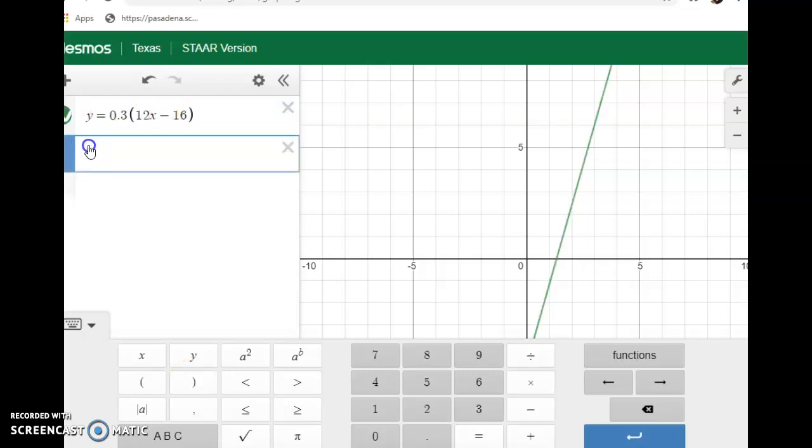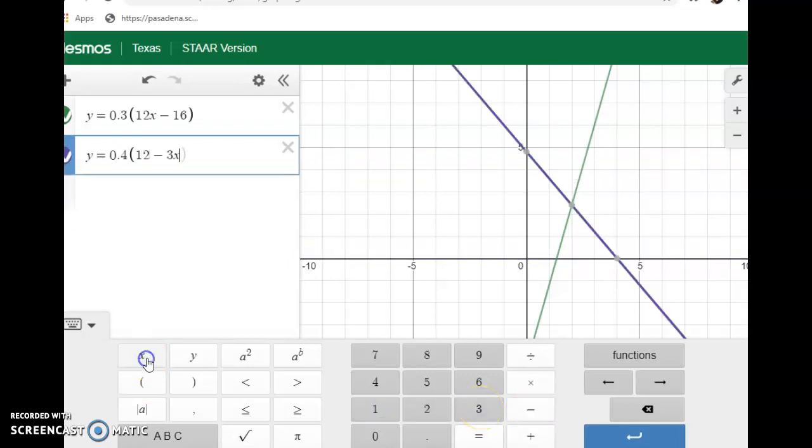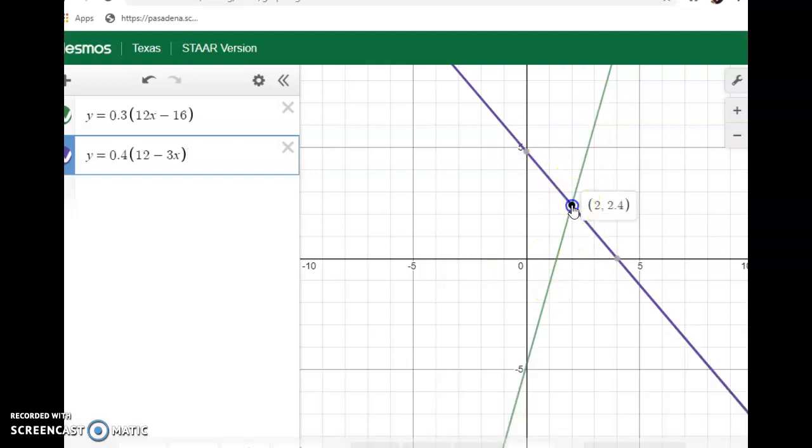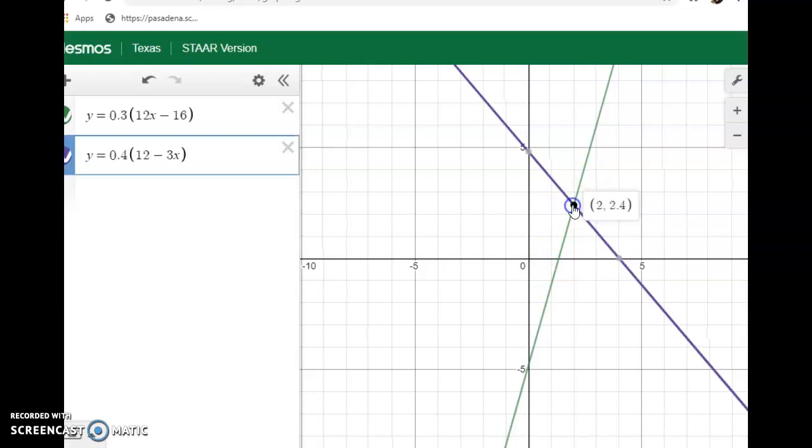Then you type on the other line, and you're going to type again y equals 0.4 parentheses 12 minus 3x, close parentheses. Okay, and I know you see that dot, that's not where they're crossing. I'm looking at the purple and the green line, where they cross, okay? Where those two lines cross, that's going to be my answer. So I'm going to write that down, 2 comma 2.4.